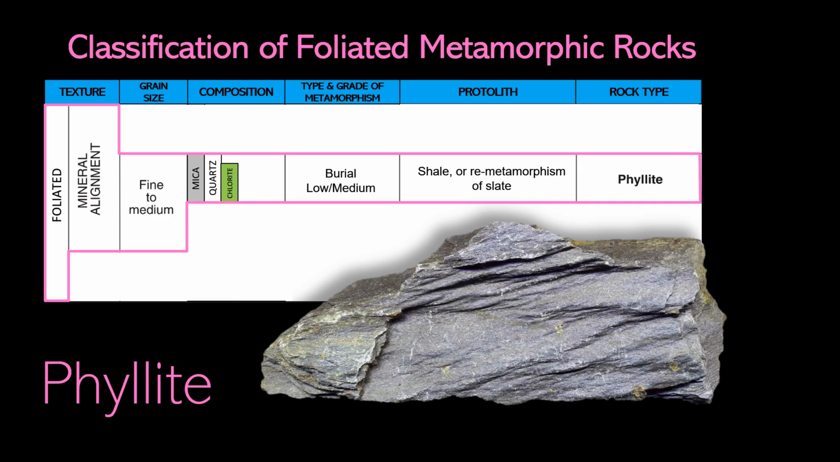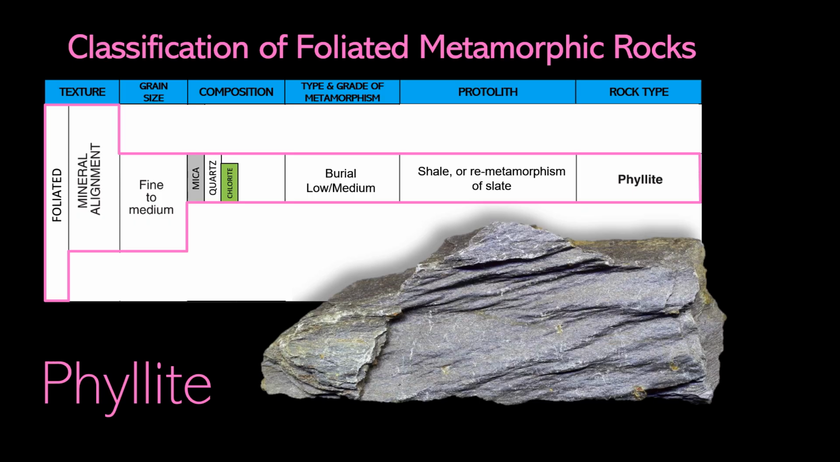Phyllite is formed from slate that is further metamorphosed so that very fine-grained muscovite mica achieves a preferred orientation. It is primarily composed of quartz, sericite mica, and chlorite. Phyllite has larger grained mica grains than slate and, among foliated metamorphic rocks, it represents a gradation in the degree of metamorphism between slate and schist.